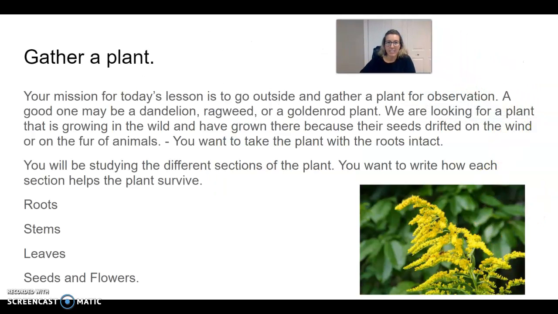Your mission for today's lesson is to go outside and gather a plant for observation. A good one might be a dandelion, any type of weed, or a goldenrod plant if you have those around. This is a goldenrod plant if you haven't seen one before.